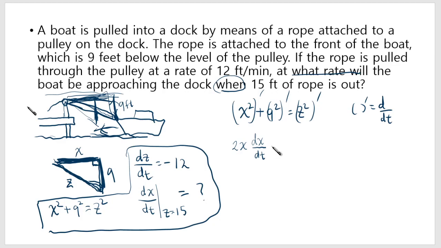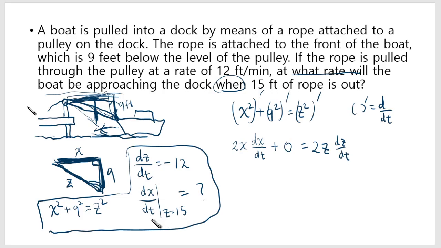How about 9 squared? Although 9 squared looks very similar to x squared, they're totally different because 9 squared is a number. That's 81. If you differentiate a number, that's 0. For z squared, again, z is a function of t nested inside the square function. So the derivative of the outside function is 2z. When you pull the z out and differentiate by t, this is what you get.